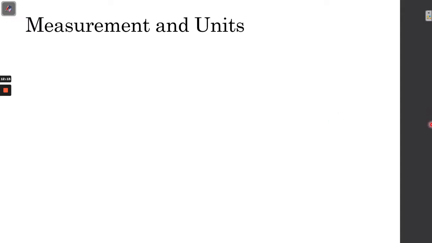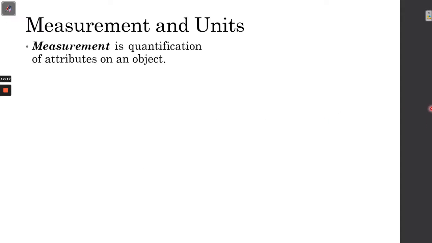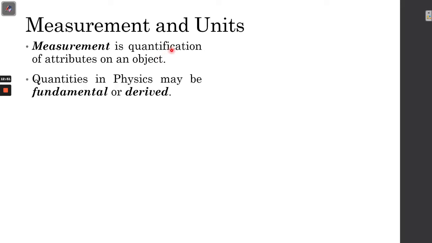So let's discuss what measurement and units are. Measurement is basically a quantification of an attribute of an object. What does that mean? An object has certain attributes, for example length, weight, temperature, etc. When we put a quantity or a number on those attributes, that is called a measurement. So we are putting numbers on certain attributes like length, width, height, weight, temperature, etc. And then we use units in order for us to describe those quantities.